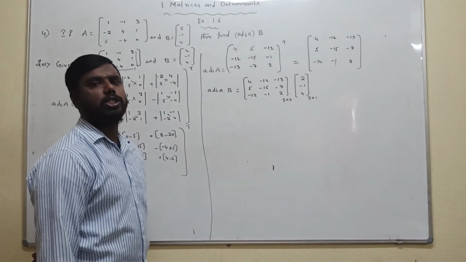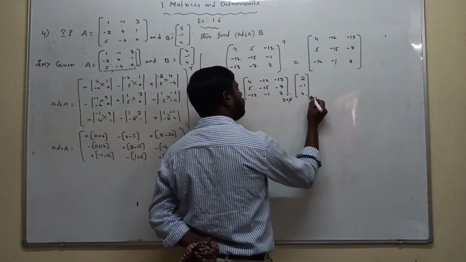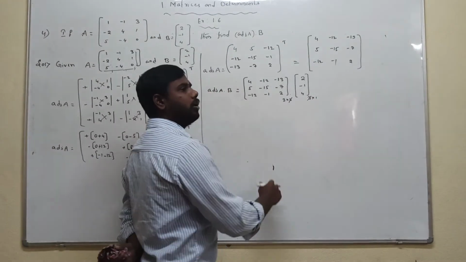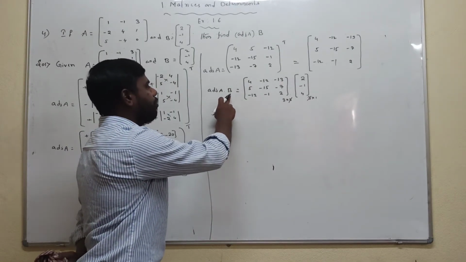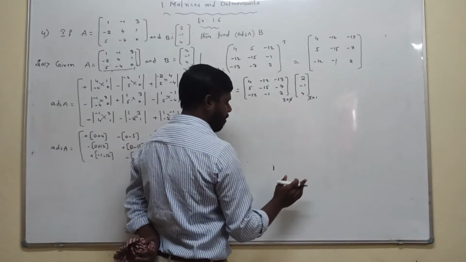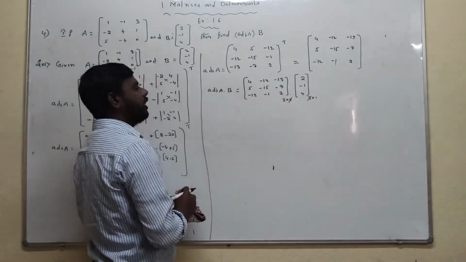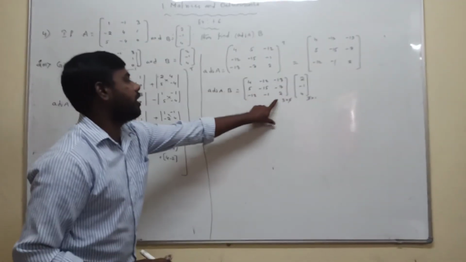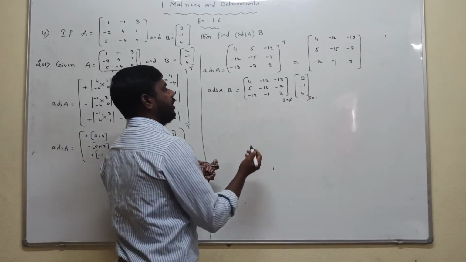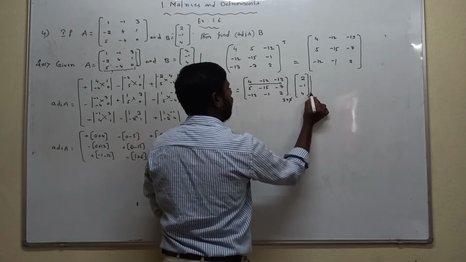Whenever a product is possible, the number of columns in the first matrix is equal to the number of rows in the second matrix. The product is possible. Finally, the order of adjoint of A into B is a 3 by 1 matrix. What is the order of the matrix adjoint of A into B? 3 by 1 matrix. How? Product with first row, first column.